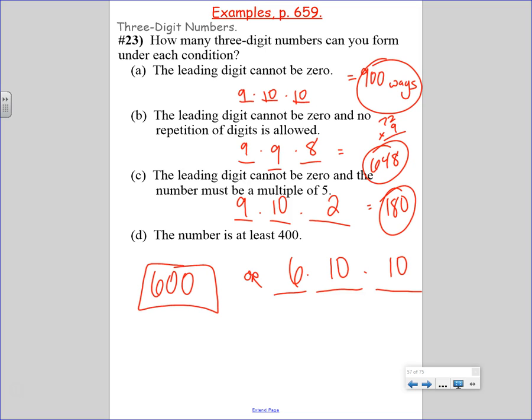Okay. Melanie. For C, how come the middle one is 10? Oh, because think about it. Can you have multiples of 5 that have a tens place of 0 to 9?